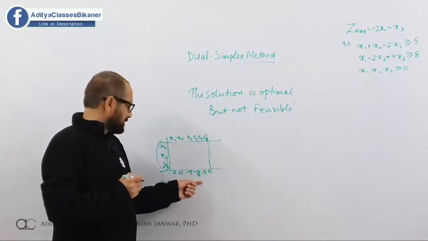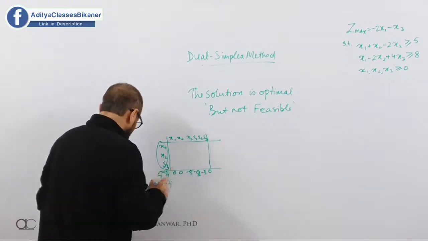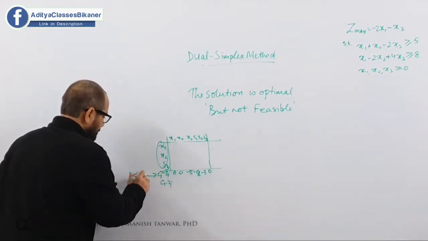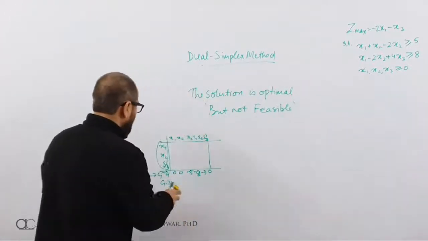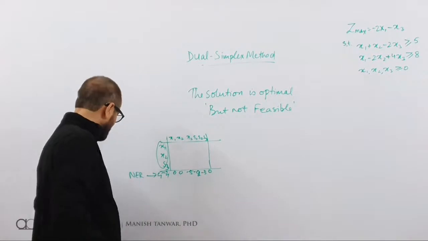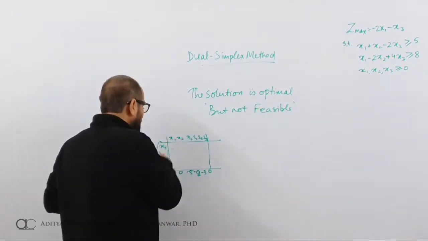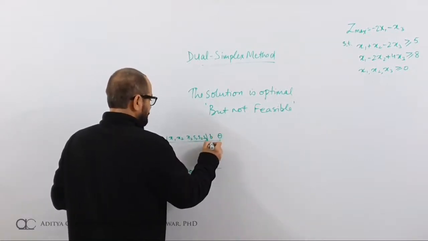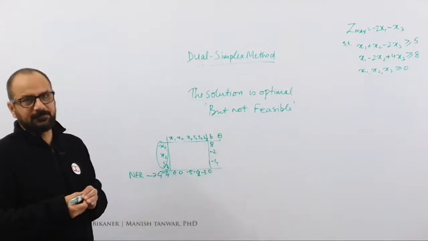we have all negative Cj minus Zj's. Let me put it over here, Cj minus Zj. This is my net evaluation row. Now, the net evaluation row is either 0 or negative, thereby indicating that the solution is optimal. But when I check the values of these variables in basis, what I see is, now this is not possible.